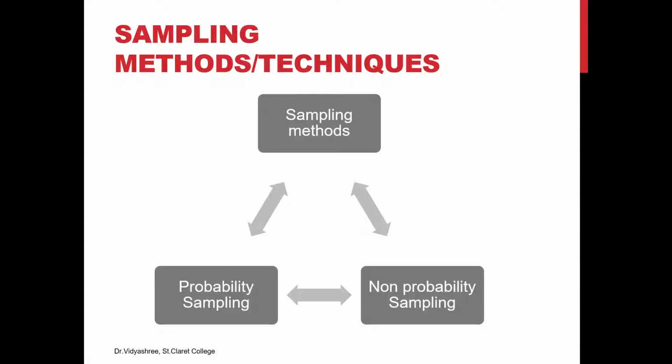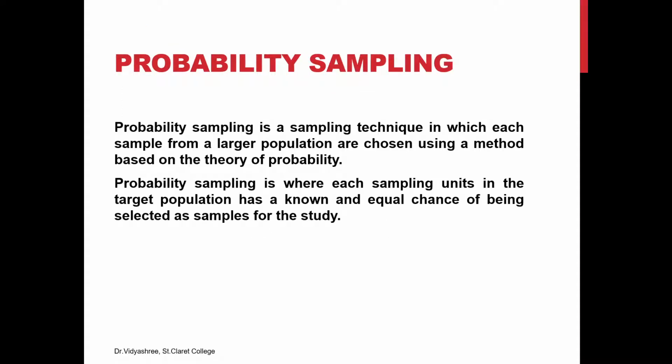In the sampling methods, we have two categorizations, that is probability sampling and non-probability sampling. Let's understand the meaning of probability sampling. Probability sampling is a sampling technique used when there is a large population and you want to draw a sample out of it, then the theory of probability is applied.